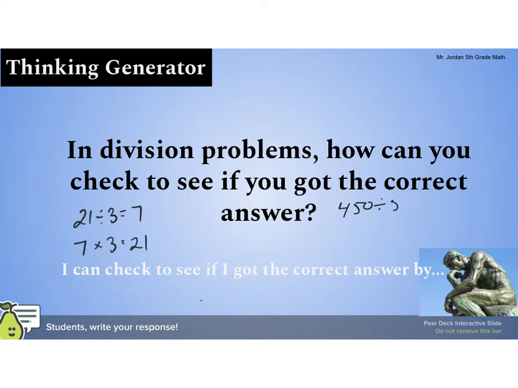The same thing works for larger questions. 450 divided by 50 equals 9. Am I sure? Well, 50 times 9 is equal to 450.